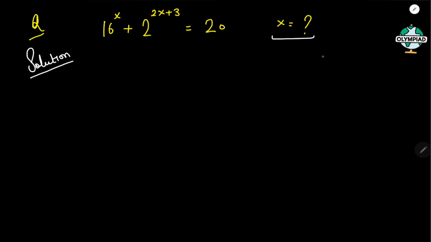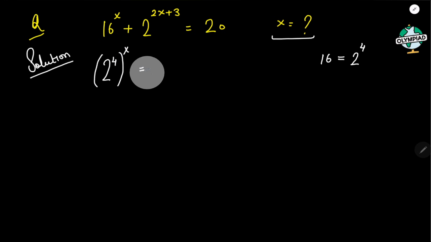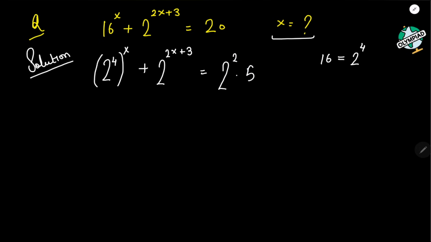Now, what is 16? 16 can be written as 2 raised to power 4. And why am I doing that? To make the base same. I will write (2 raised to power 4) raised to power x plus 2 raised to power 2x plus 3, and 20 can be written as 2 raised to power 2 times 5, right? 4 times 5 is 20.